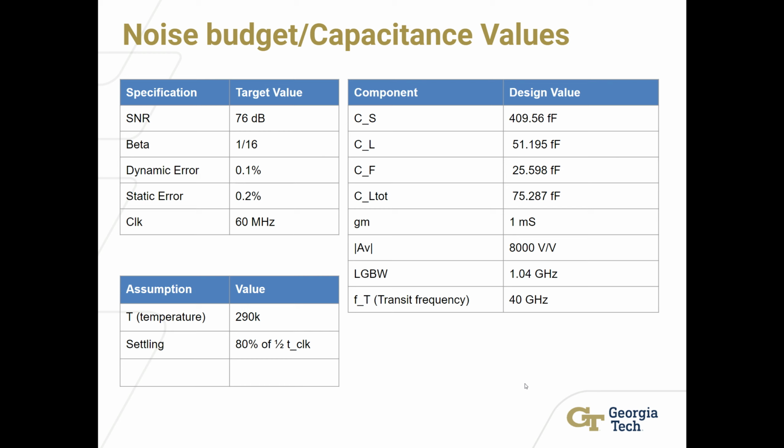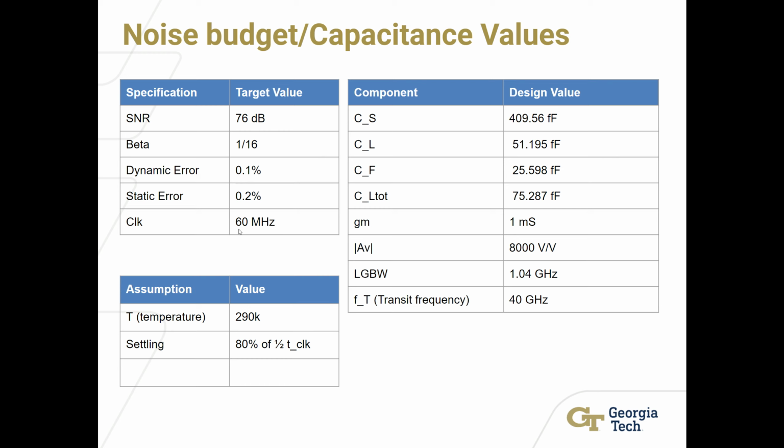So, starting with our noise budget and capacitance values. From the project definition, the SNR is 76 dB and beta has to be 1/16. The things we chose are the dynamic error and static error to be 0.1% and 0.2%. I think now we're realizing we need to relax a little bit on that spec in order to decrease the GM required of our OTA, but we'll get more on that later.